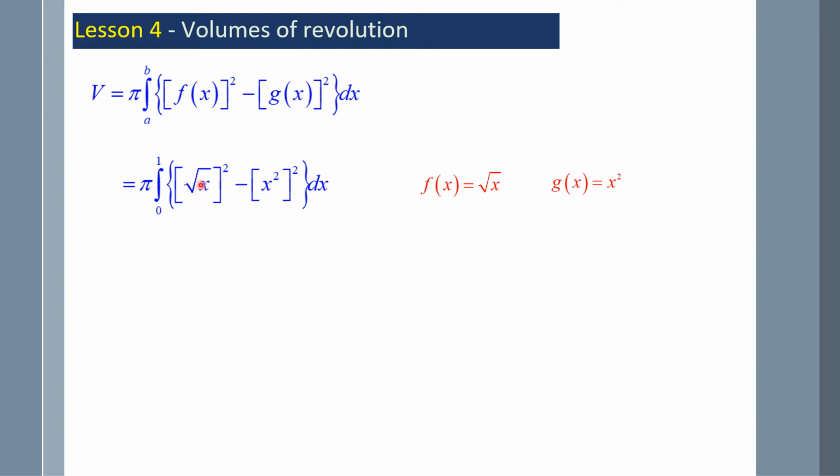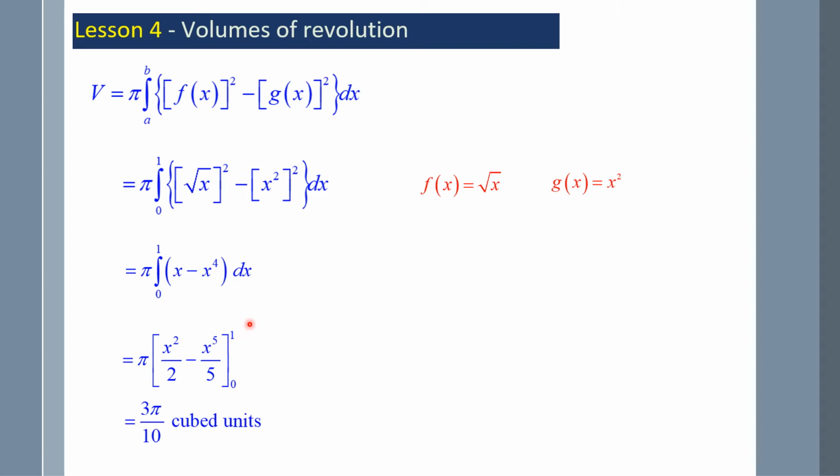First, we need to simplify these f(x) squared and g(x) squared. So f(x) squared becomes just simply x, g(x) squared becomes x squared to the power of 2, which is x to the 4. We now have a very simple integrand. Applying the power rule, we have x to the 2 over 2, x to the 5 over 5, and our upper and lower limits are 0 and 1. Subbing those values in and evaluating that definite integral, the volume is 3 pi on 10 cubic units.